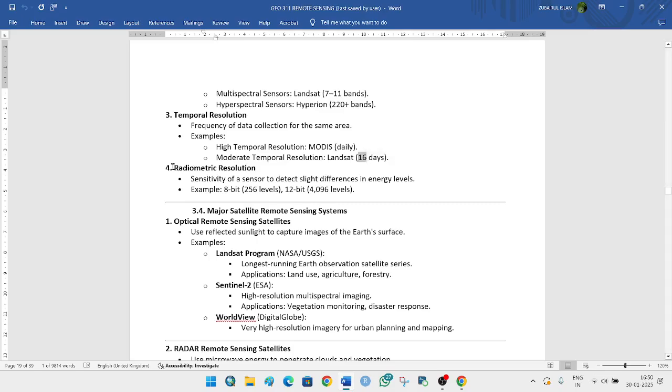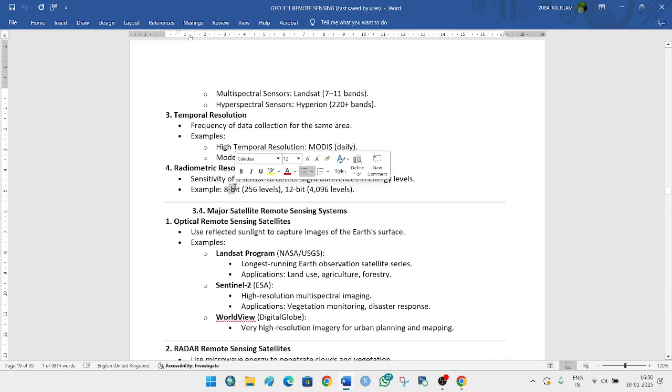The fourth characteristic you must know is the radiometric resolution. Radiometric resolution is related to bit. What is the bit? How many bits you are using? I mean the data, minimum and maximum value.